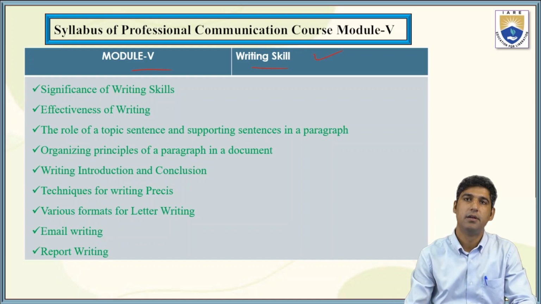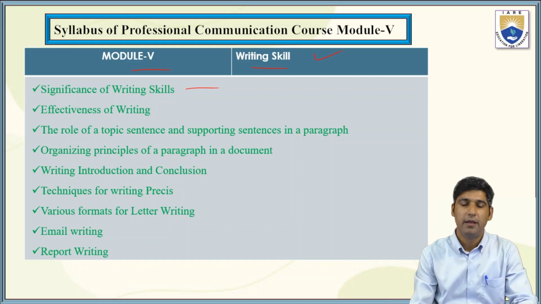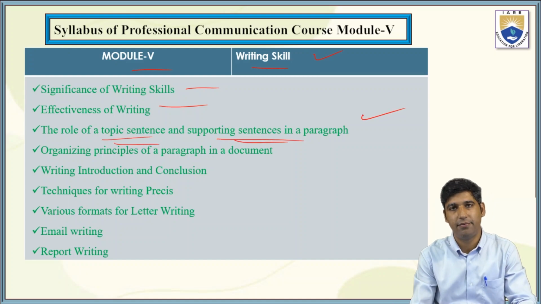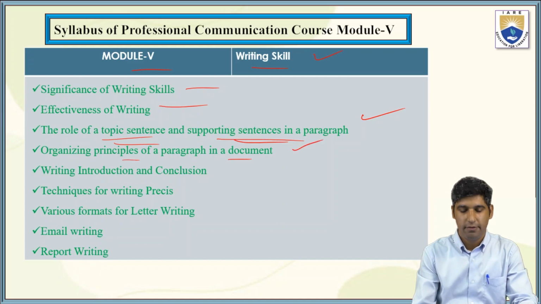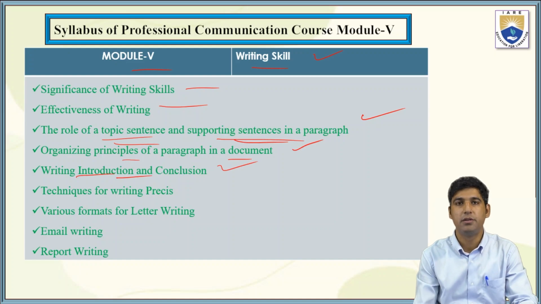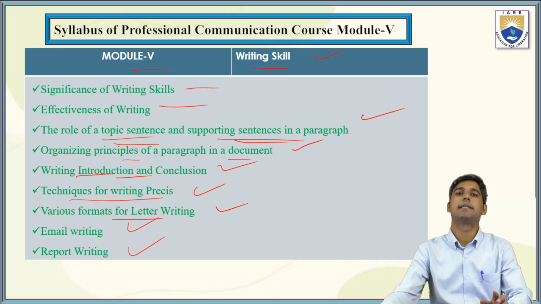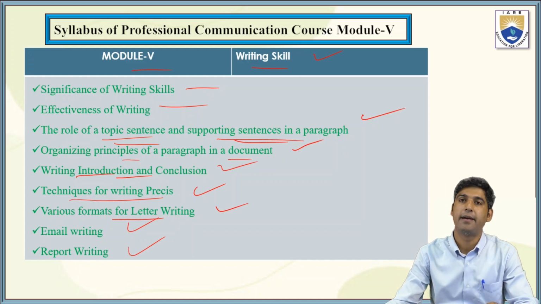Under the writing skill, we have the significance of writing skill, the effectiveness of writing skill, the role of topic sentence and supporting sentences in a paragraph, organizing principles of a paragraph in a document, writing introduction and conclusion, techniques of précis writing, and various formats of letter writing, email writing and report writing. These are the different verticals which are under writing skill.